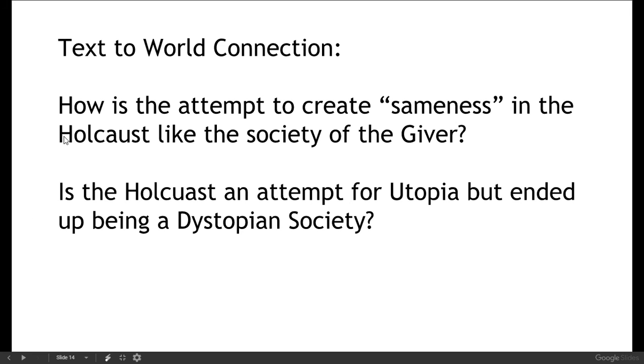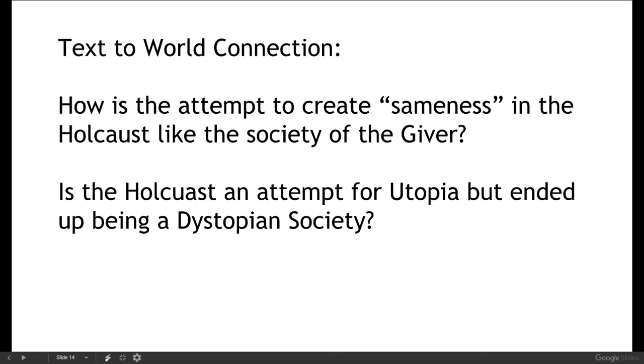And let's think about this. How is the attempt to create sameness in the Holocaust like the society of The Giver? Because Hitler decided that non-Jewish, blonde-haired, blue-eyed Germans were the superior race. And he wanted to take away anyone who was different than that. And so he himself wanted to create a sameness and thought that he was creating this utopian society. Is the Holocaust an attempt for utopia? It ended up being a dystopian society.